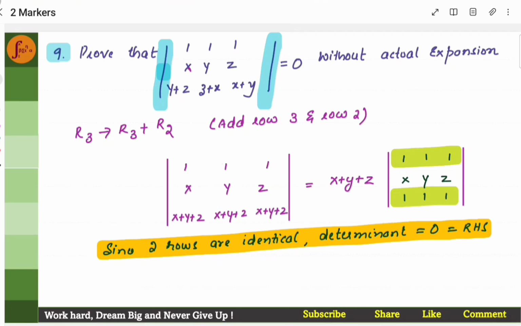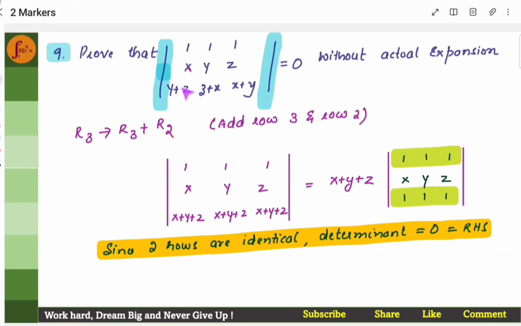So now here we will try to make 2 rows identical. So what we will do, we'll add this row and this row, right? Second row and third row, when you add, you will get x plus y plus z, x plus y plus z. So basically you have to ensure that you make the elements similar, right?